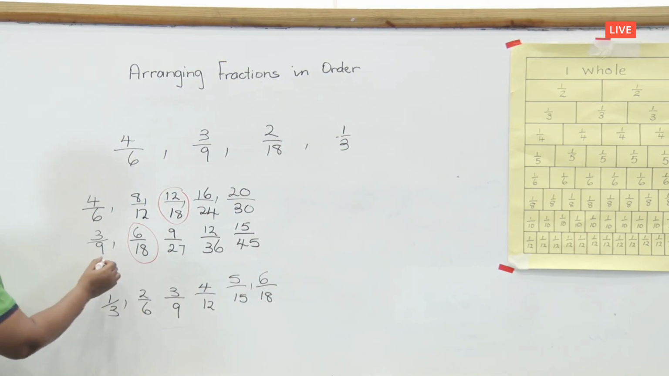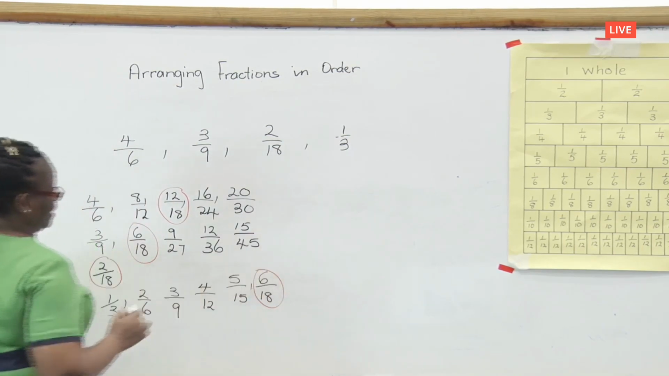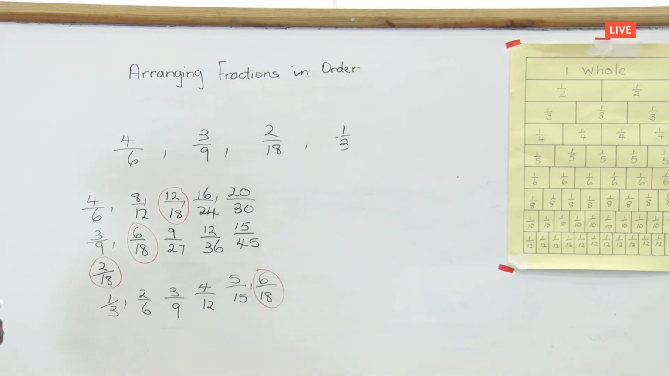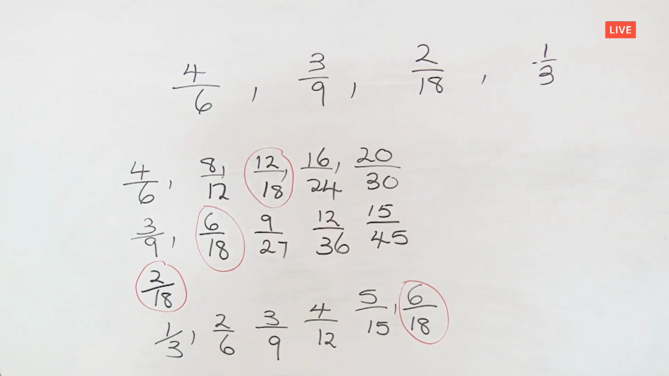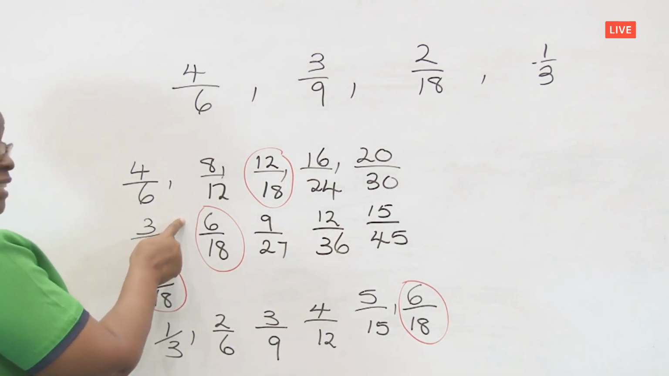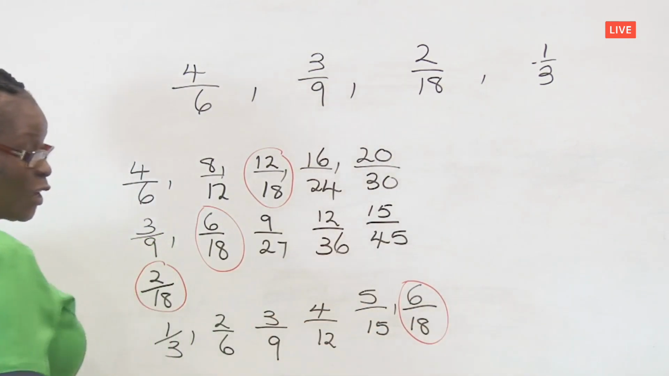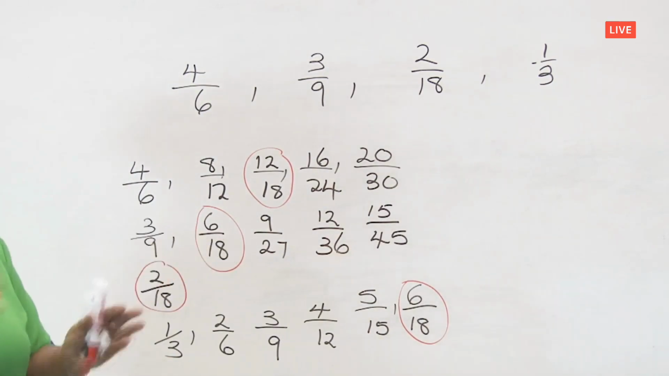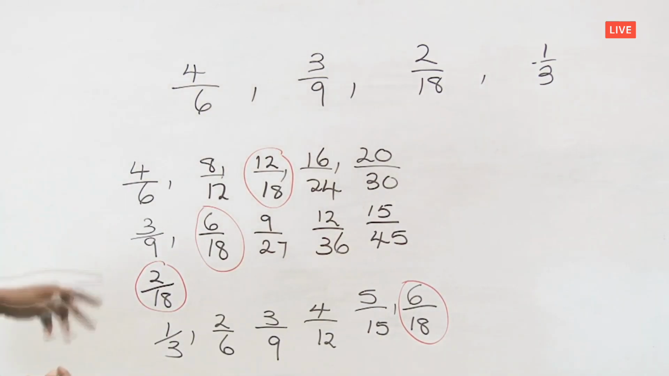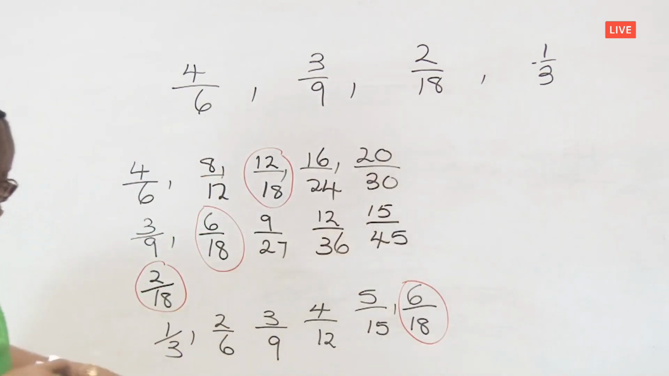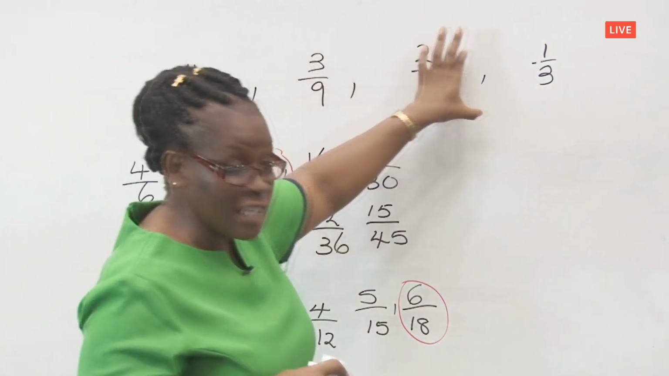So we see 12/18, 6/18. Yes, don't forget this one here. This is also a fraction. 2/18, and we have 6/18. Oh, she said she sees something. Tell me what you saw. 2 of them are equal. How you know that? Very good, because this is 6/18 and this is 6/18. But because they're equal, we can just put one after the other.